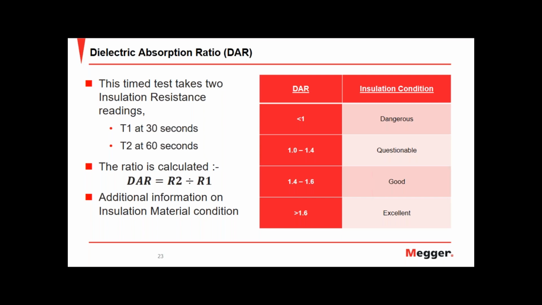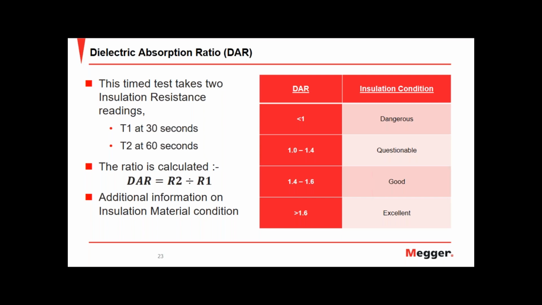So here we can see, when we perform the DAR test, we take two values. We take an IR value at T1, which is at 30 seconds, and an IR value at T2, which is at 60 seconds. In some countries, especially in Eastern Europe, they actually use T1 as 15 seconds, so there's a little bit of a variation there.